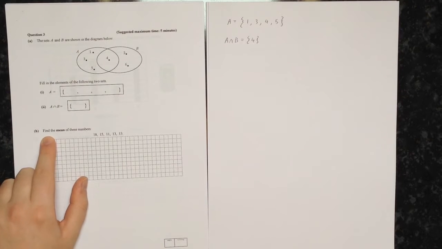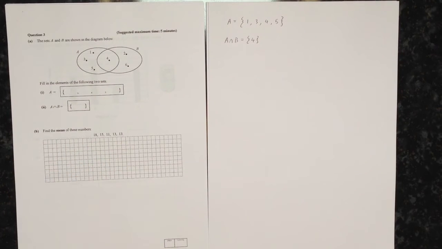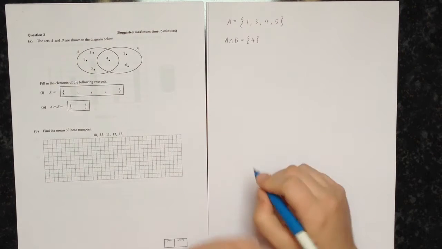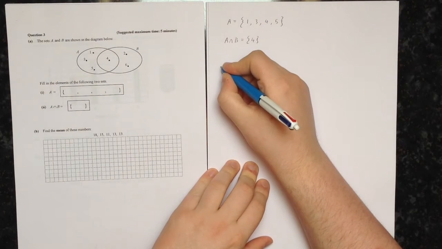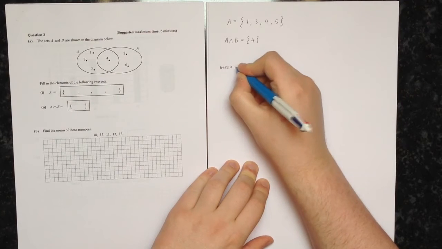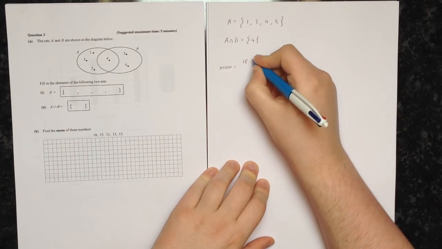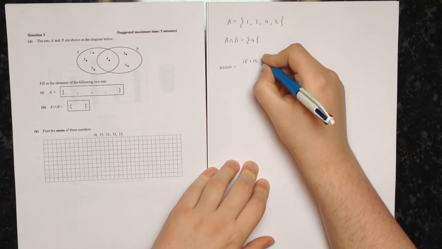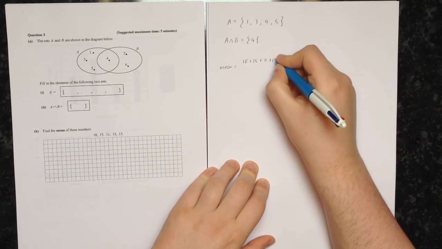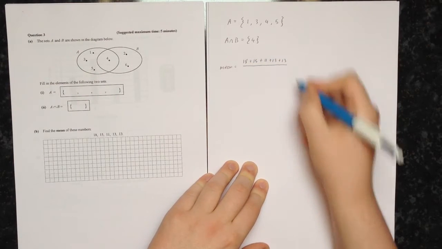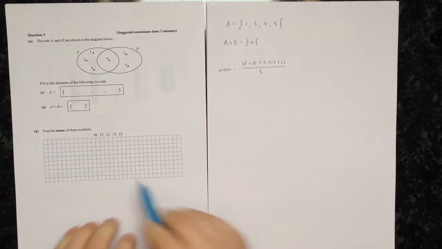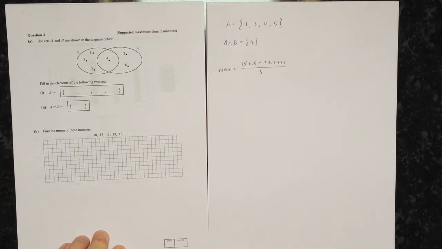Then it says in part B, find the mean of these 5 numbers. So to find the mean, we have to add up the 5 numbers and then divide by the number of numbers. So the mean will be equal to 18 plus 15 plus 11 plus 13 plus 13, and that's all going to be divided by the number of numbers, which is 5. So there are 1, 2, 3, 4, 5 numbers given to us. We're going to add them all together and then divide by 5, and that will give us the mean of these 5 numbers.